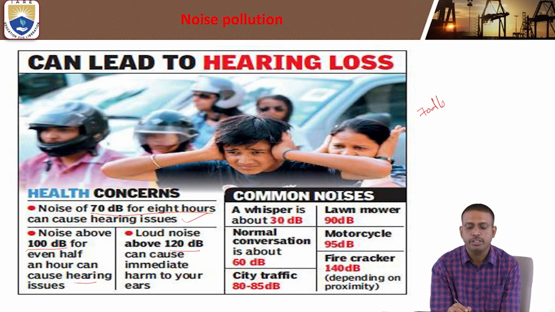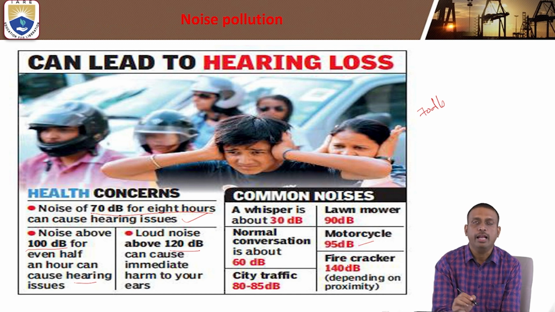Common noises: a whisper is about 30 decibels. Normal conversation is about 60 decibels. City traffic is between 80 to 85 decibels. Lawn mowers are 90 decibels, motorcycles 95 decibels, and firecrackers 140 decibels depending upon the proximity. These are the common noises.